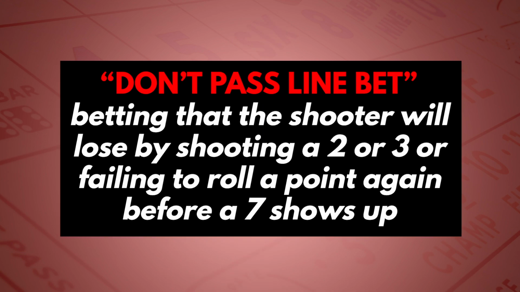With this bet, you're saying that the shooter will lose, either by shooting a 2 or a 3, or by failing to roll the point again before a 7 shows up. If a 12 is rolled, your bet becomes a push. This means you don't win, but you don't lose either. And once the point has been rolled, the shooter needs to roll again.